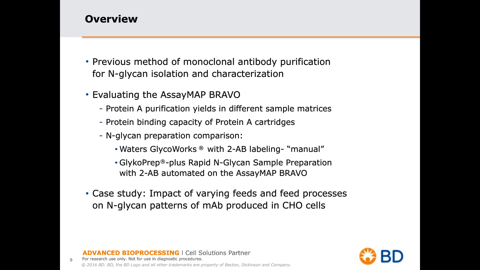In terms of N-glycan assessment, we assessed the Prozyme GlycoPrep Plus Rapid N-glycan sample preparation kit. This kit is designed to be automated on the Bravo platform, and indeed the assay map has built-in software to utilize this kit. We made a direct comparison of the automated Bravo approach to the manual or benchtop 2AB labeling methodology.